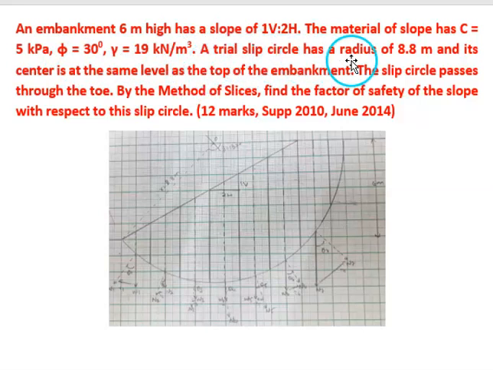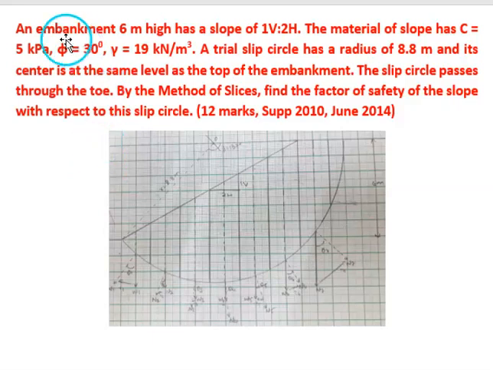A trial slip circle has a radius of 8.8 meter and its center is at the same level as the top of the embankment. The slip circle passes through the toe. By the method of slices, find the factor of safety of the slope with respect to this slip circle.